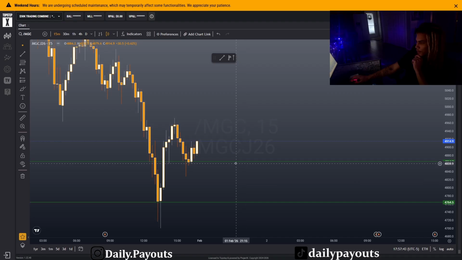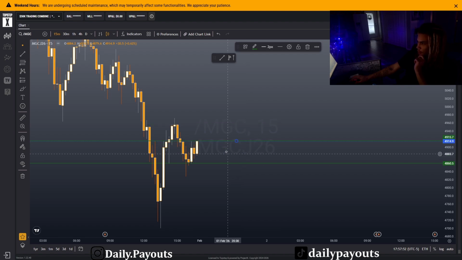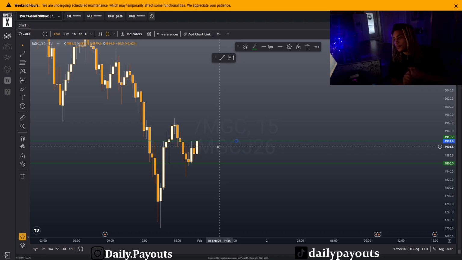Like, this is my range, right? And I think it's consolidating. I think it's about to be a breakout trade right here. So if this closes above, well, yeah, I was about to tell y'all a whole new play.